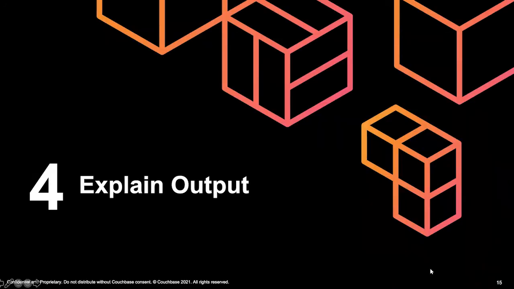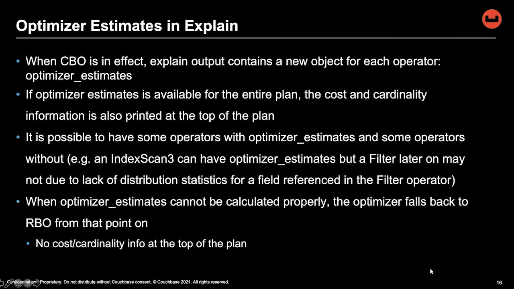So that covers the UPDATE STATISTICS command. Now let's look at the output of CBO. In other words, how do you know whether CBO is in effect or not? For that, you need to look at the EXPLAIN. When CBO is in effect, the EXPLAIN output is going to contain a new object for each operator. That object is called optimizer_estimates.